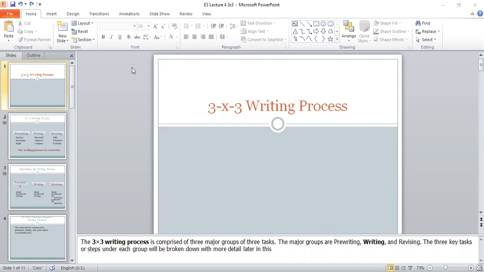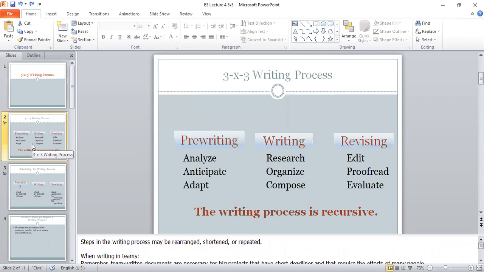Each step has more categories, and they're defined further in more points. So let's first look at those major points, and then we will move on one by one. So we have this pre-writing task, then writing and revising. We have 3 things. I'm going to repeat that: pre-writing, writing, and revising.